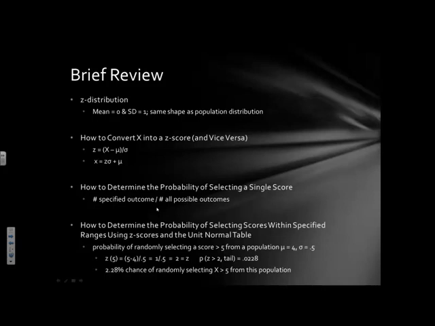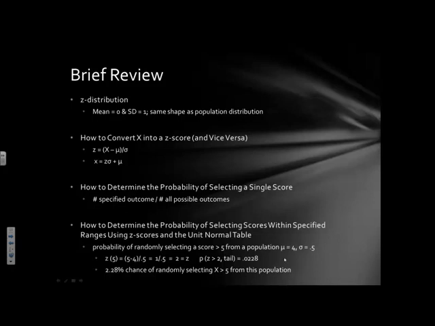As an example, consider the probability of randomly selecting a score greater than 5 from a population with a mean of 4 and a standard deviation of 0.5. Here's x. You need to turn that into a z-score. Here's the math for that using the z-score formula. Here's the x value, 5, minus the mean for the population, 4, divided by the standard deviation for the population, 0.5. You end up with a z-score of 2.